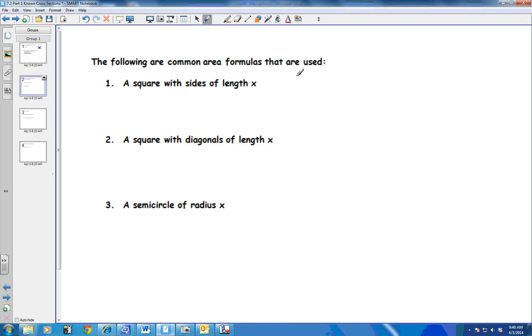A square with sides of length x. Well, this one's easy. If I have a square, we know that all four sides are the same, actually they used x's instead of s's. So if I want to find the area, it's base times height, x times x. So the area would be x squared.